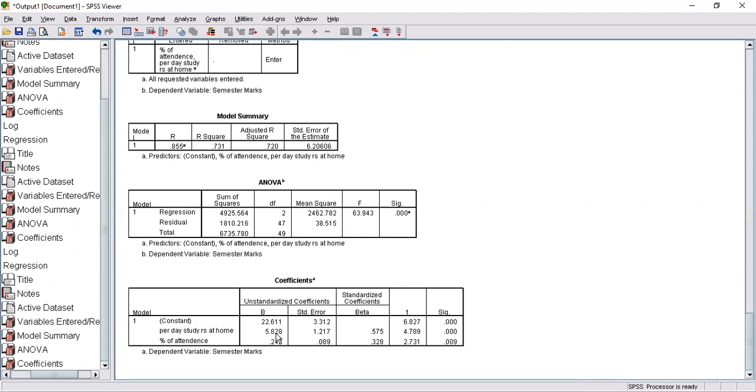This 5.8 says that if a student studies 1 hour more at home, keeping the effect of attendance on his study neutral, he will get 5.8 marks more. It is called the adjusted effect, adjusted for attendance.